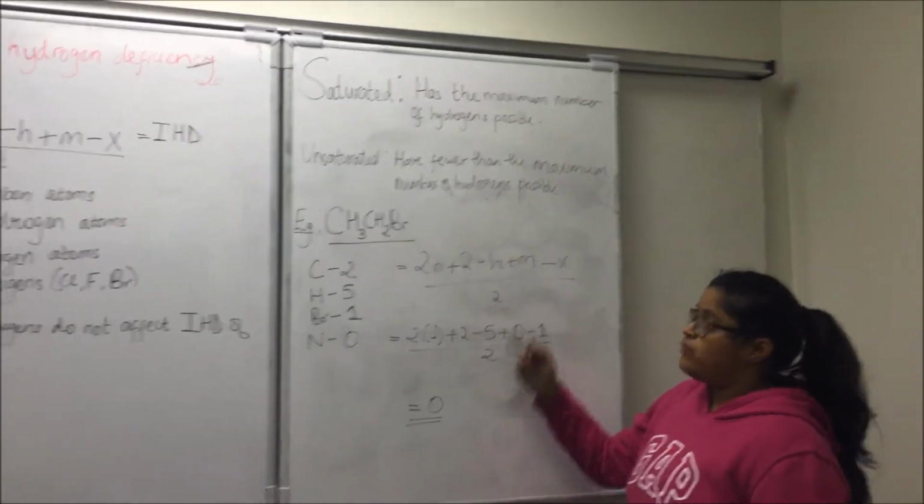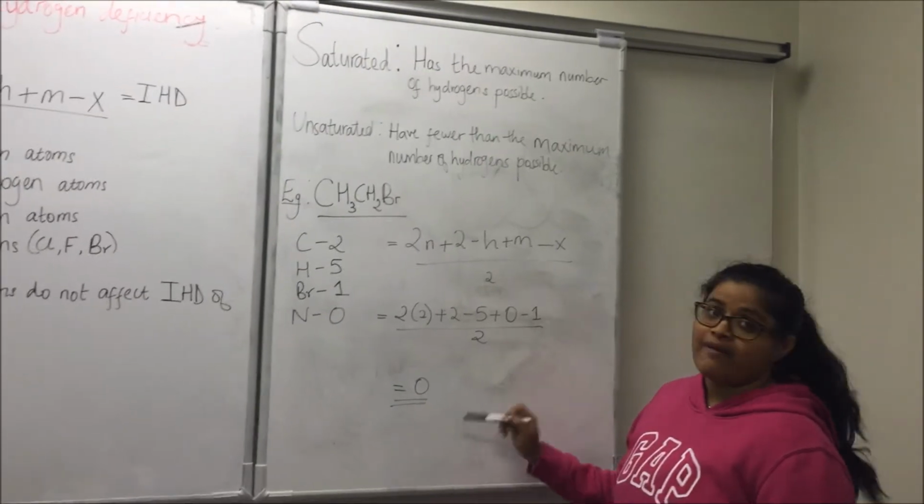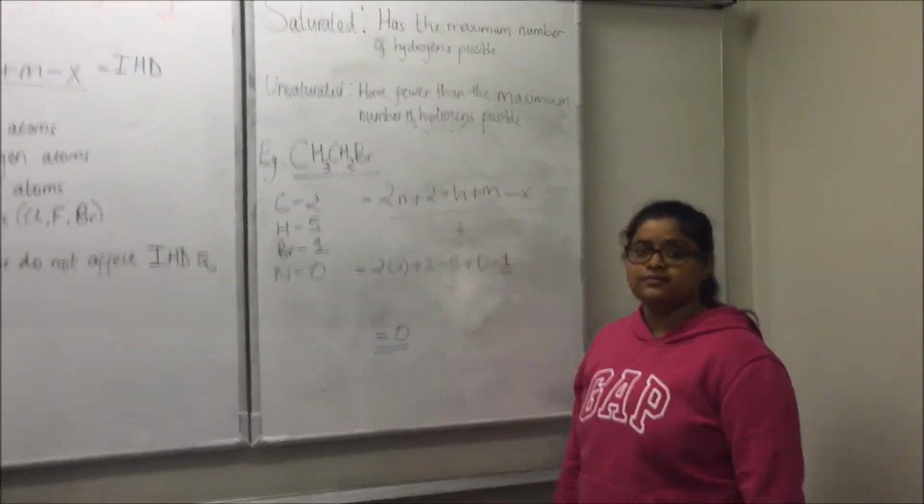If you have another molecule and you get the index of hydrogen deficiency to be greater than 0, it means that you have a molecule that is unsaturated.